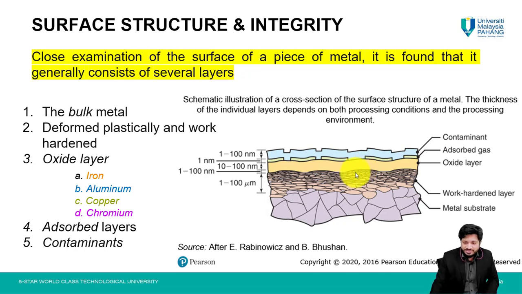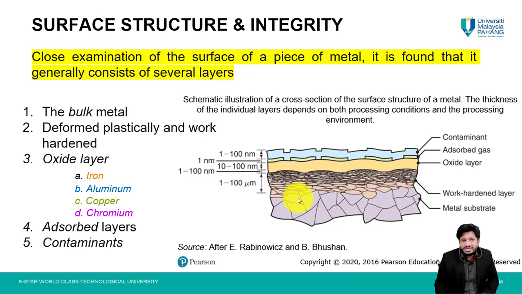For instance, if this metal substrate has been cast, then perhaps you will see equiaxed grains, or you will find a directionally solidified dendritic structure. If it has been manufactured by a deformation method or forging method, then the grains and the grain structure might be different. After the metal substrate, we have the work hardened layer.